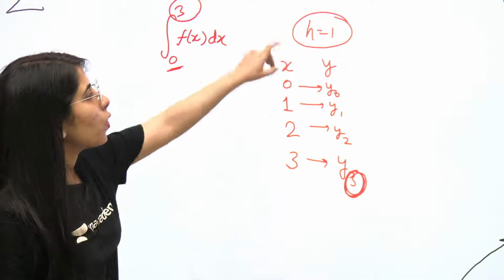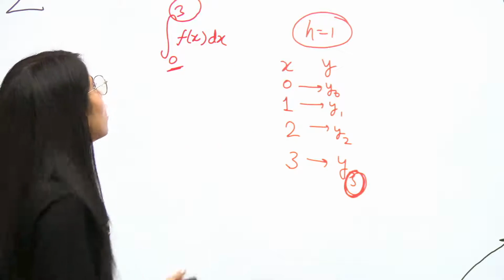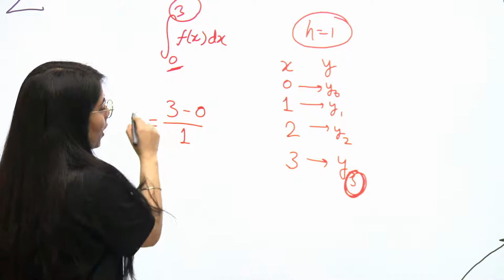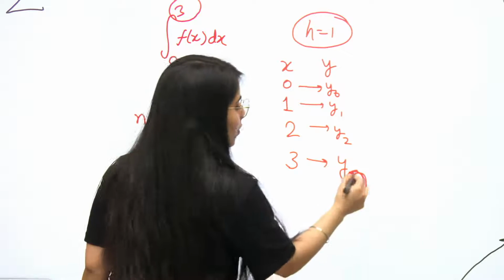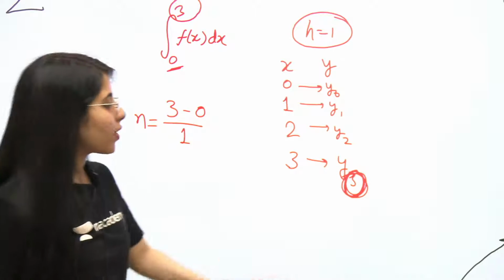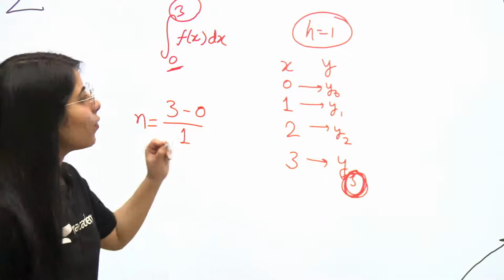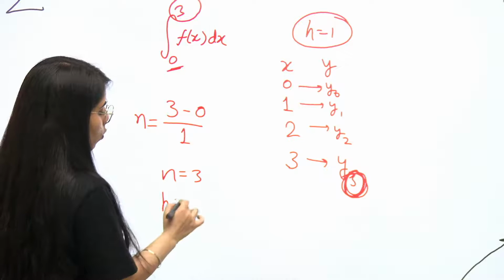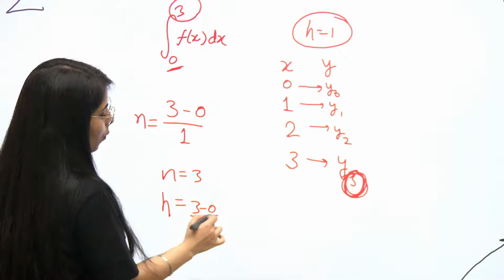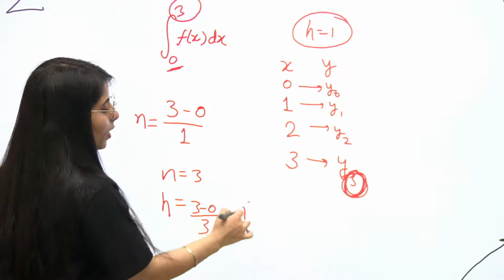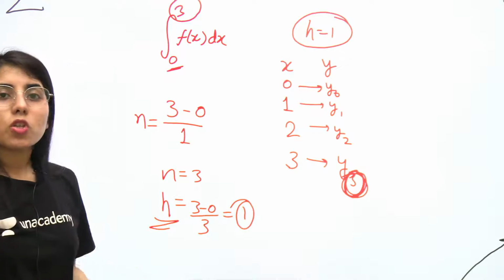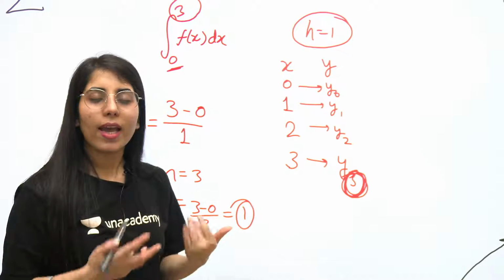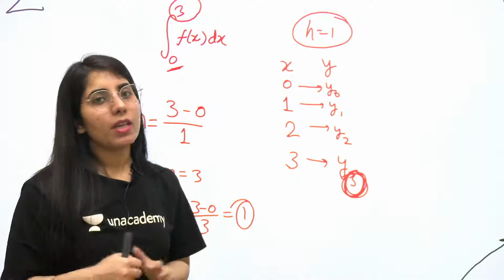But how can you get to know if you have only h given to you? So upper limit minus lower limit upon h, that will be equal to n, which is 3. You can see here even when I mentioned the values, I was getting 3 as the n value. But even if they give us just the n value which is 3, what we will do is h is equal to upper limit minus lower limit upon n, that is 3. You will get 1, which is the step size. So this is how you can get to know about it. This will be an easier way to find either n or h if one thing has been given, clear?